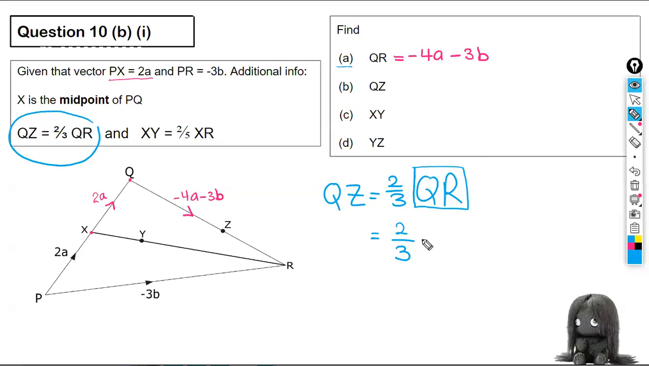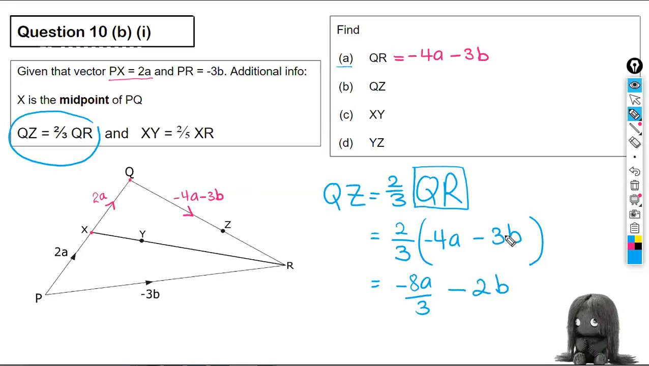QR is, well, that's the value in pink here, minus 4A minus 3B. Now, we can't leave the answer looking like that. That's a bad idea, right? Well, we should multiply everyone inside here by 2/3. And if we do that, we'll get minus 8 on 3 minus 2B.